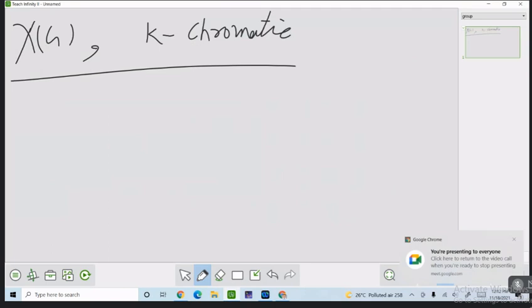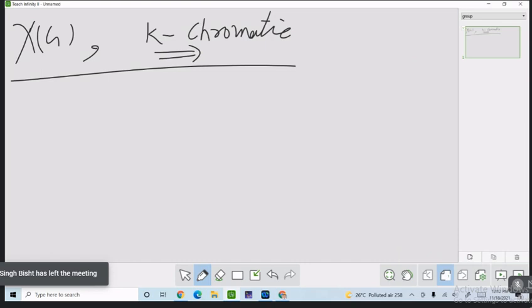Now, as we know the chromatic number, what does proper coloring mean? Proper coloring means a coloring in which no adjacent vertices have the same color. That will be the proper coloring of a graph. Clear?